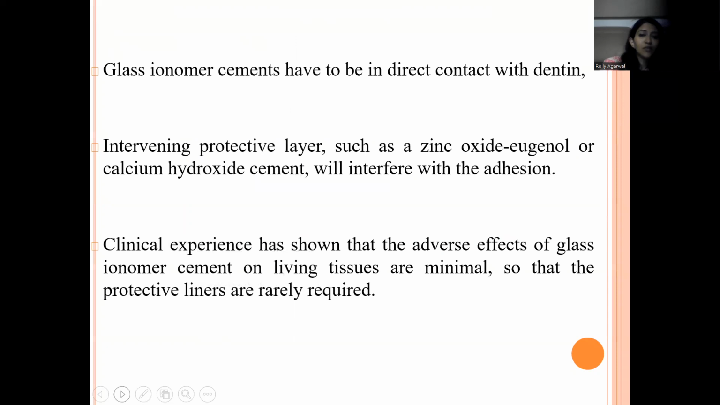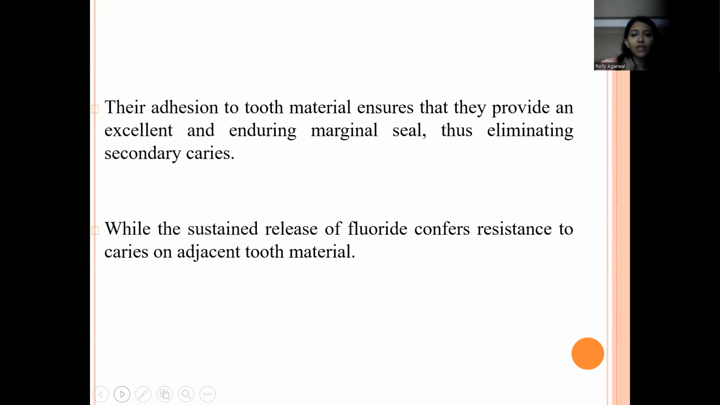Glass ionomer cements have to be in direct contact with dentine. If you put a layer of varnish or any other bonding agent in between, then the intimate chemical adhesion will not take place, nor will the fluoride release happen. Clinical experience has shown that adverse effects of glass ionomer cements on living tissues are minimal, so protective liners are rarely required, and you can directly use it as a liner or a base filling material in the case of the sandwich technique. Their adhesion to tooth material ensures that they provide an excellent and enduring marginal seal, thus eliminating secondary decay.